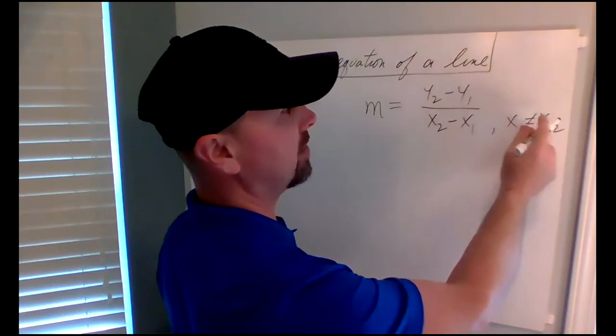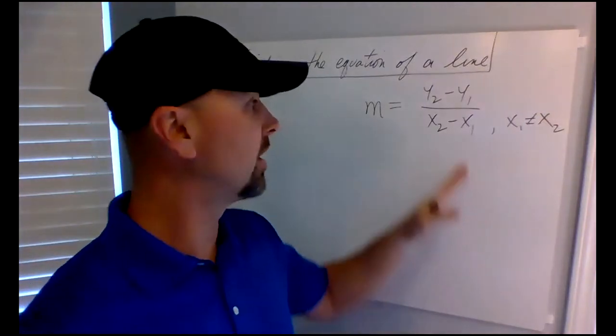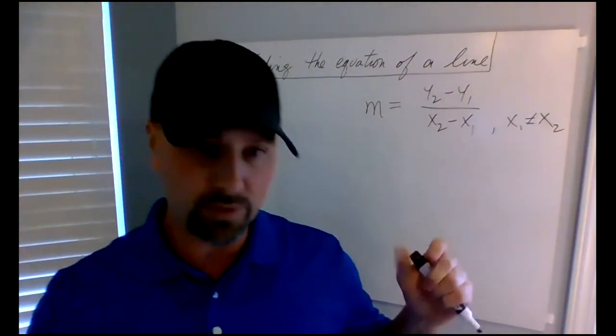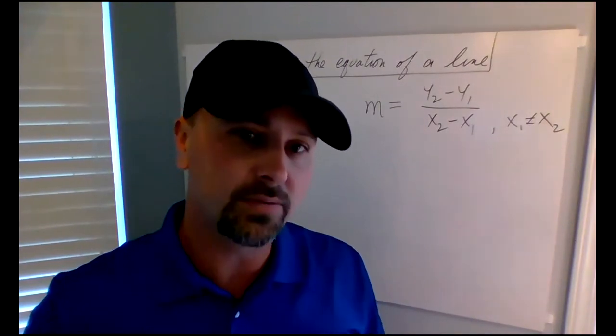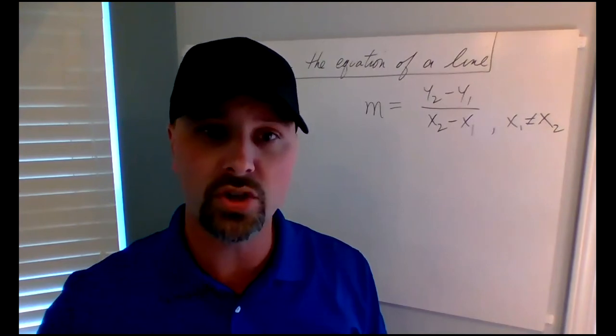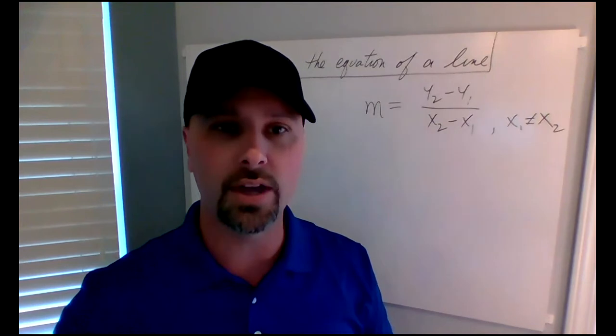x1 cannot be equal to x2 because then it's not a function, okay? That's a straight up and down line. So we're really focused on this part, all right? So even though now we're not just finding the slope of a line, we're trying to write an equation, we need the slope. So we have to think back to how we did that, okay?